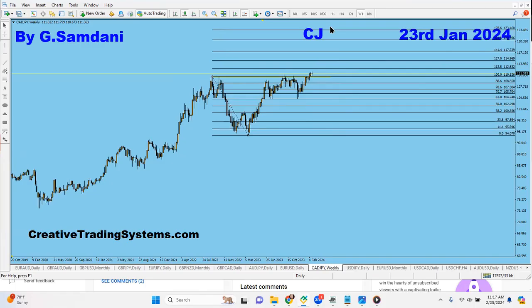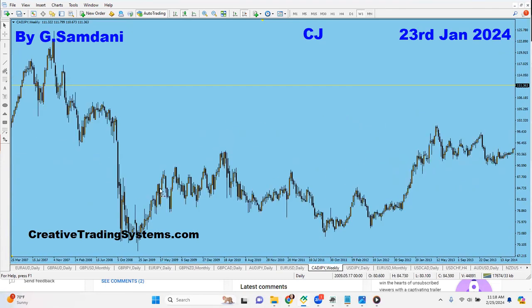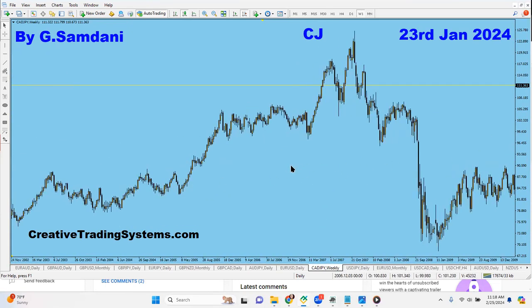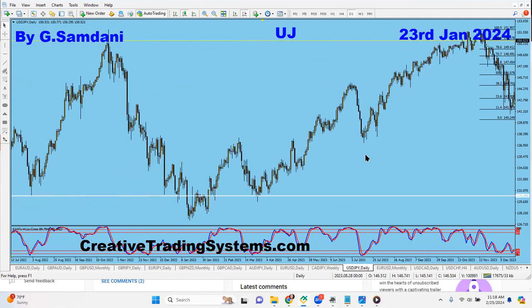Those are the two extension levels. Very, very important. Keep in mind, right? So again and again, retracement and extension, retracement and extension. Any other pair, the USD yen, for example, right? USD yen, look at that.